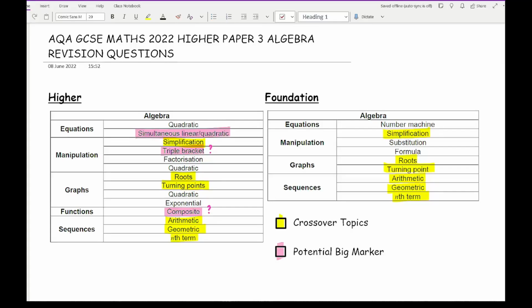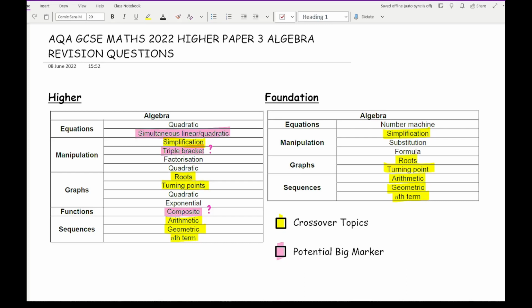So before we get started working through some revision questions, let's have a closer look at the algebra section for the paper 3 higher paper of 2022. What I've got here is basically a side-by-side comparison of what is given on the higher advanced information and what is given on the foundation. And as you can see, there are some topics that do overlap.